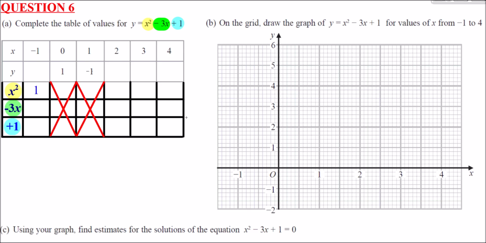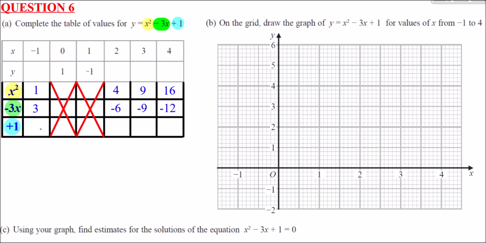When x is 2, 2 squared is 4. When x is 3, 3 squared is 9. And then 4 squared for this one is 16. The next row for minus 3x, when x is minus 1, minus 3 multiplied by minus 1, again minus multiplied by minus makes a plus, so minus 3 times minus 1 ends up being positive 3. This one, when x is 2, minus 3 times 2 is minus 6, minus 3 times 3 is minus 9, and finally minus 3 times 4 is minus 12.